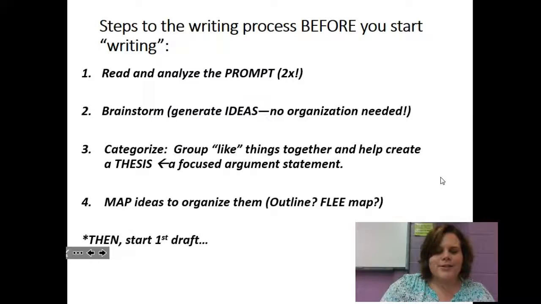Then you want to actually try to organize your ideas. So we've already talked about the spool with the intro and conclusion, and later today we're going to talk about what to do with the body of your paragraphs, the body of your essay, and we're going to use a flea map. Sometimes you get outlines, sometimes a different pattern would work, but for today we're going to try to use a flea map. Then you would actually type your first draft.